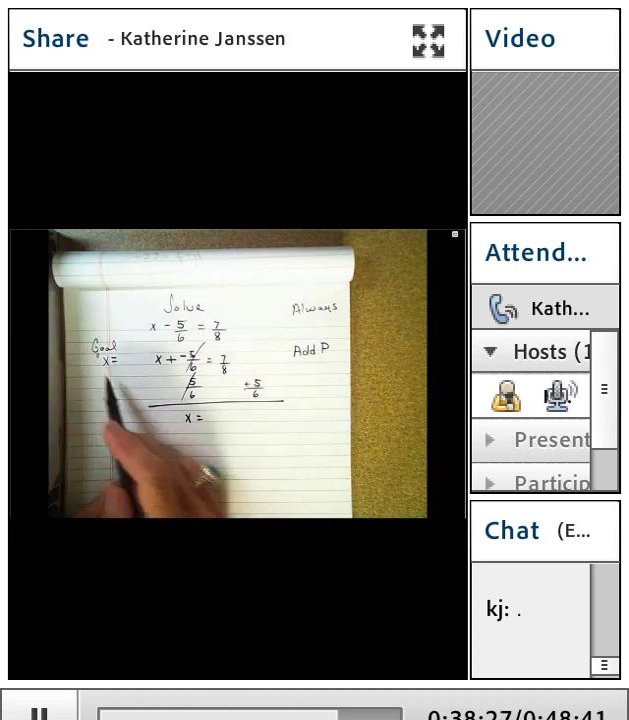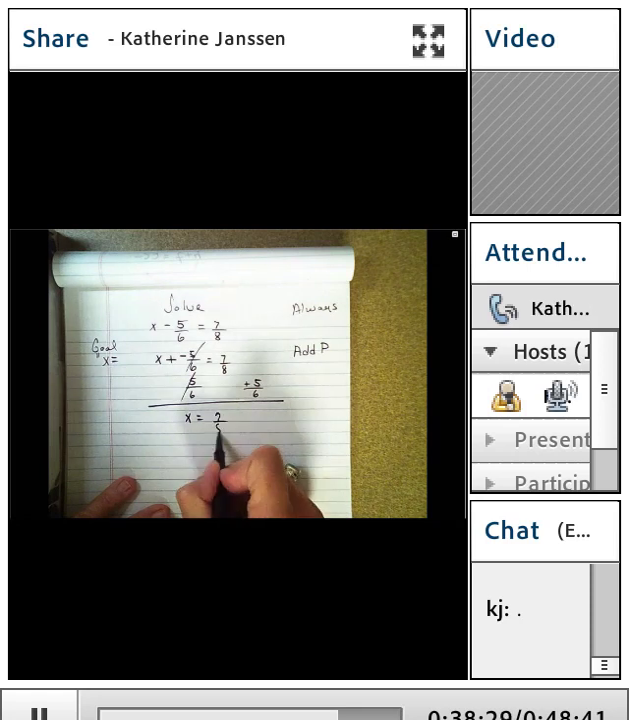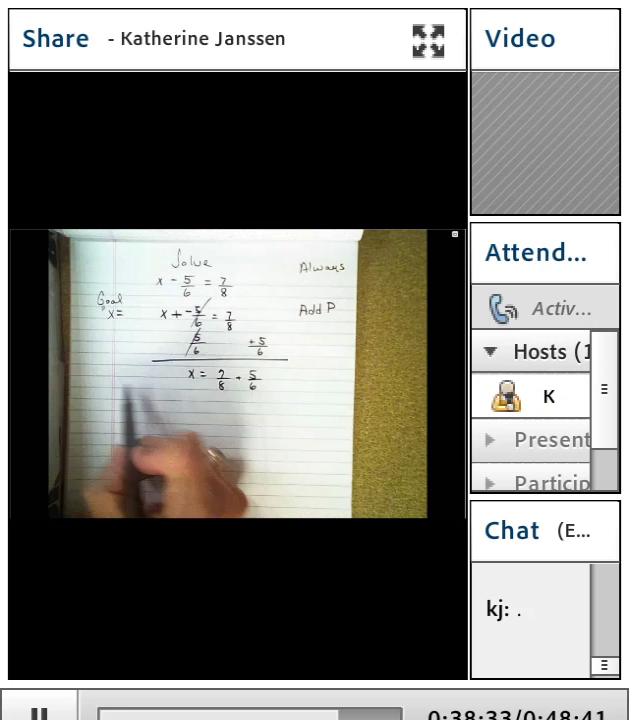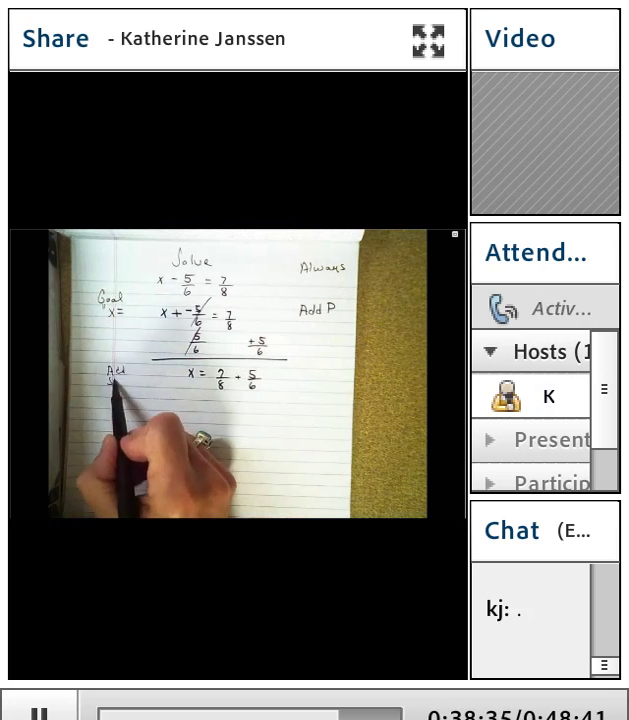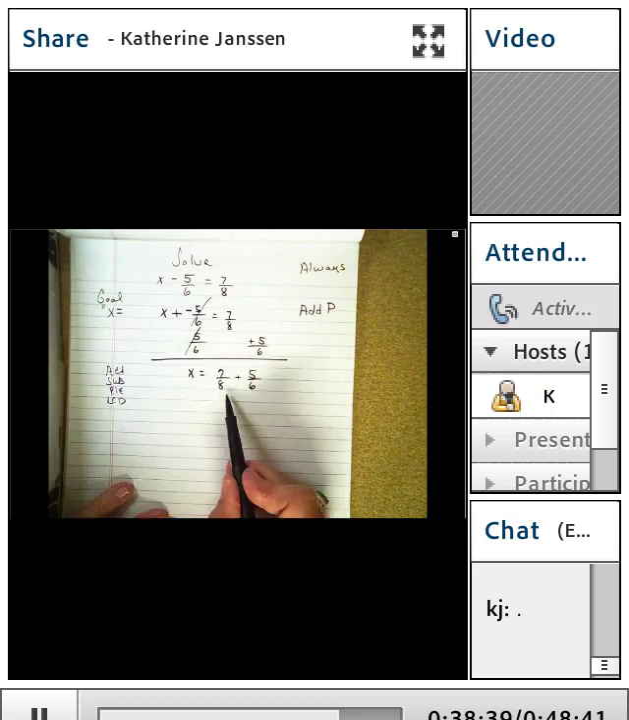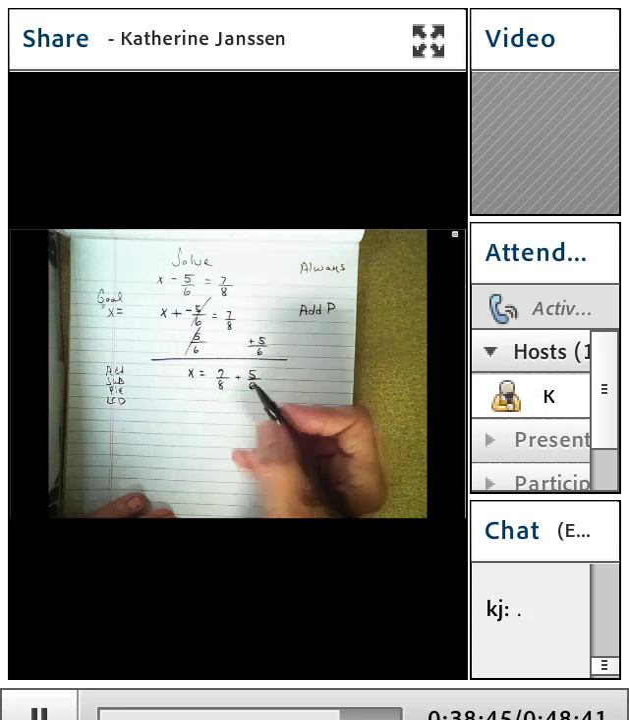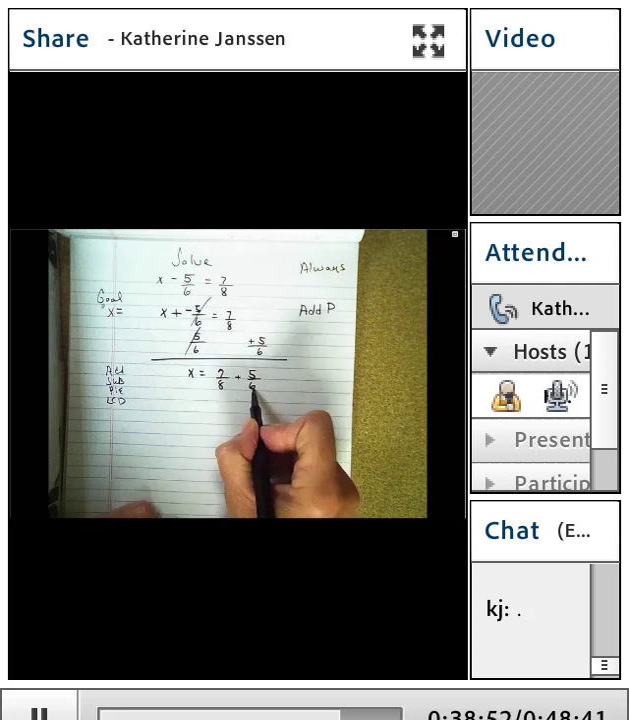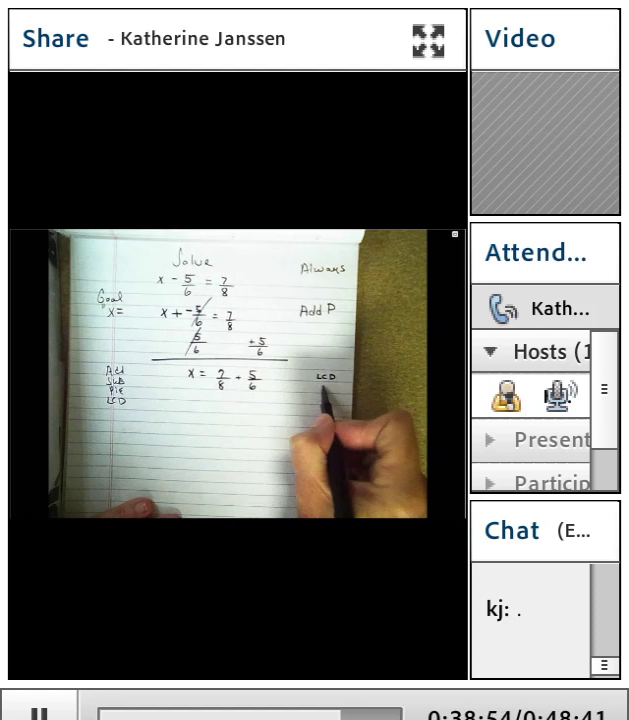I just need to tidy up this side of the equation, and I have 7/8 plus 5/6. Now we're back to adding fractions or subtracting fractions. We need to think about the piece of pie. We need a least common denominator. 8 goes into 24 and 6 goes into 24. So let's use least common denominator 24.